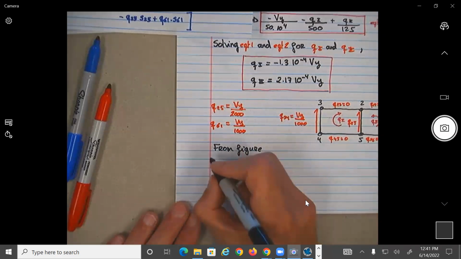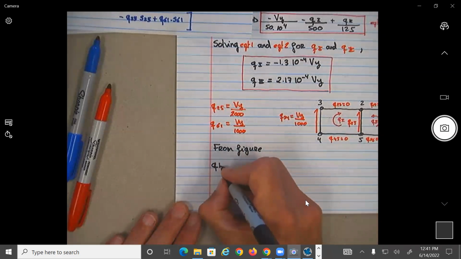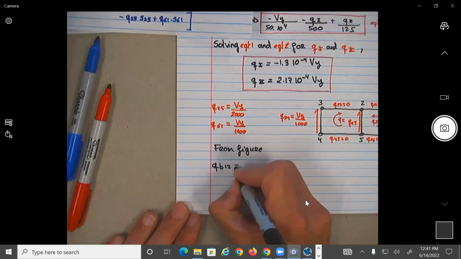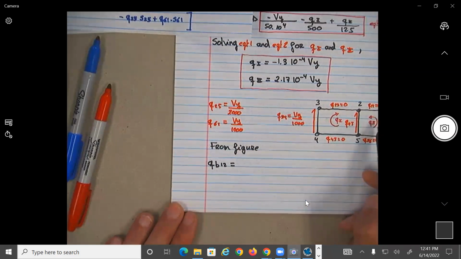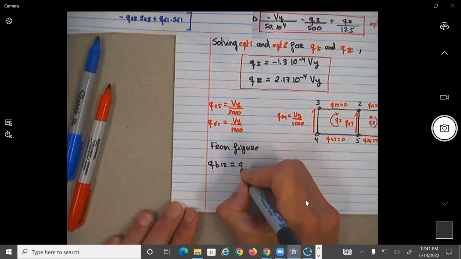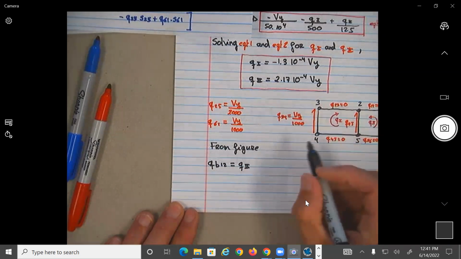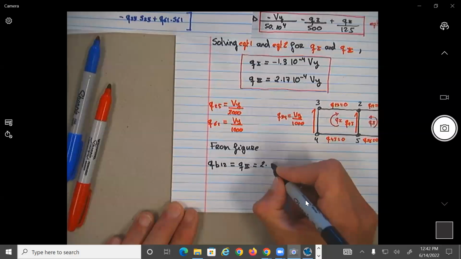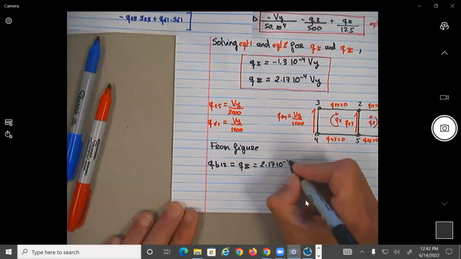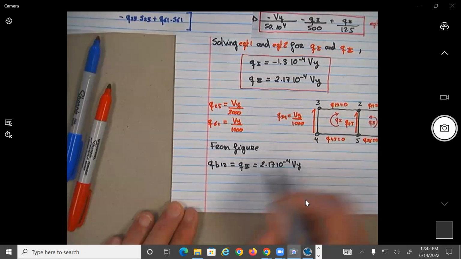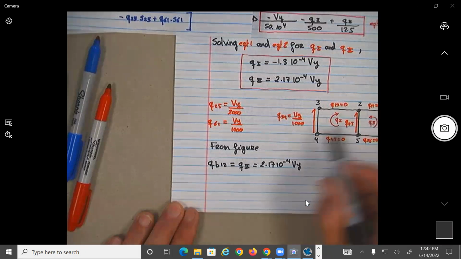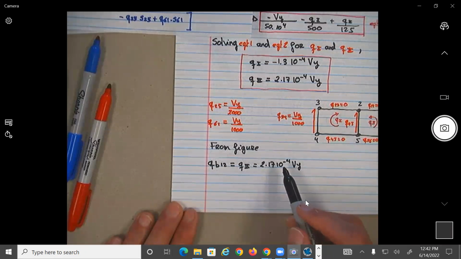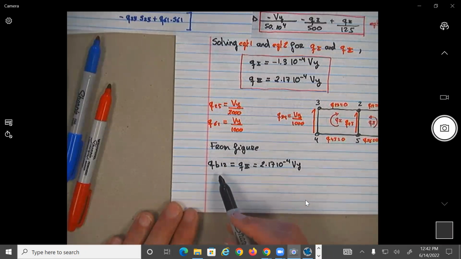So from figure one, what are we going to get? So let's say QB12 should be equal to what? Should be equal to Q2, no? And Q2 is 2.17 10 to the minus 4 Vy. So we know QB12 in function of Vy. We just call it Q12, or we just call it Q1, or you want to do the combine. That's fine. Let's do the combine.